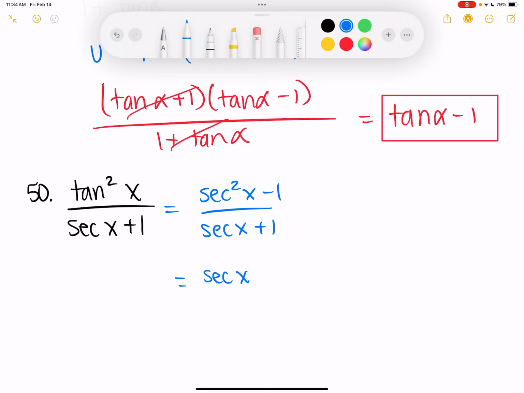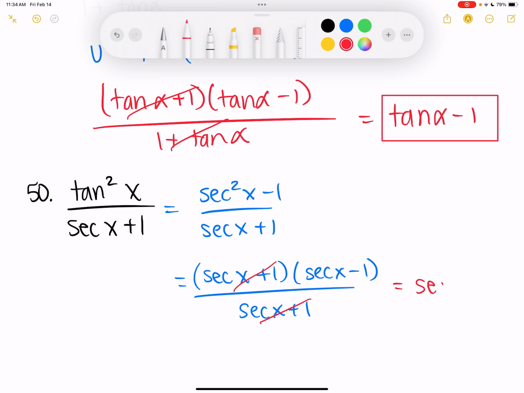So it won't be squared when we do that, but it is secant plus 1. Secant of x plus 1 times secant of x minus 1 over secant of x plus 1. So the secant of x plus 1's cancel, and I'm just left with secant of x minus 1.